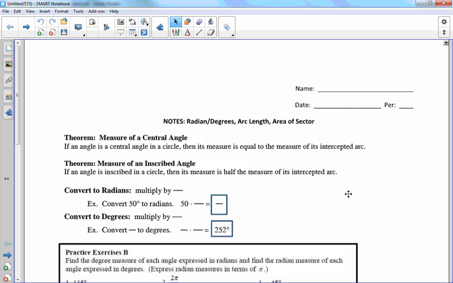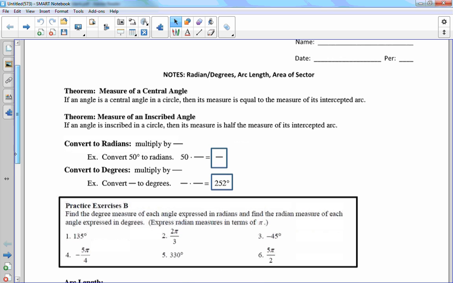Okay, so central angle. Once again, a central angle is equal to its intersected arc. A quick reminder so you remember what a central angle is: it has to have its vertex at the center. An inscribed angle is half of the arc that it intersects. So here's the arc; the angle with the vertex on the circle is half the measurement of the arc.